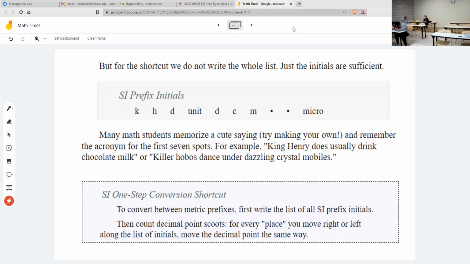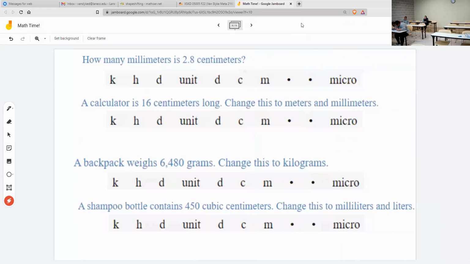And most students memorize a cute saying to remember this, something like killer hobos dance under dazzling crystal mobiles, something like that. Then the shortcut is that if I want to convert between metric prefixes, if I write this list, whatever decimal point scoots I need to do matches how many steps I move in the list. Let's do a few examples because that doesn't make any sense when I say it out loud, but it will make a lot of sense if you see it.